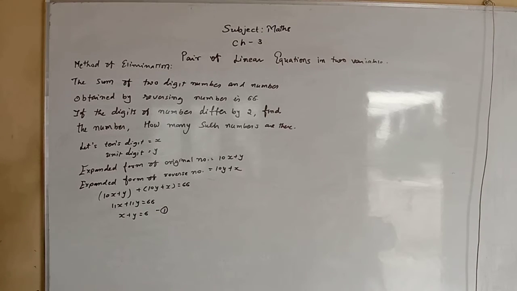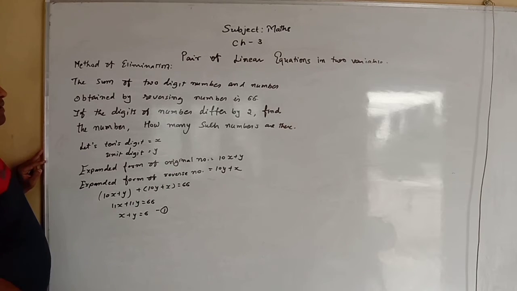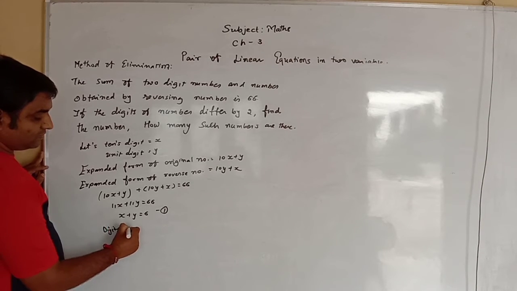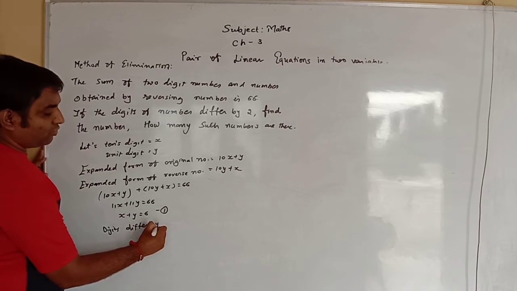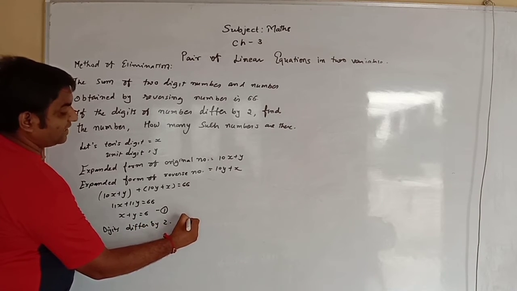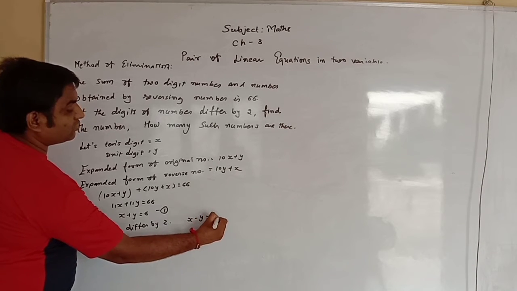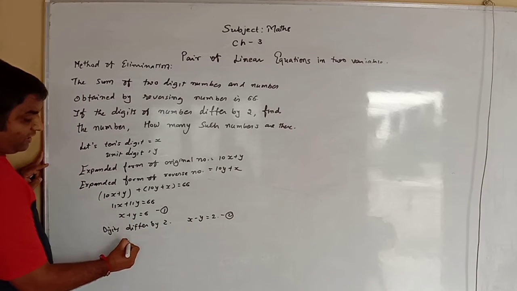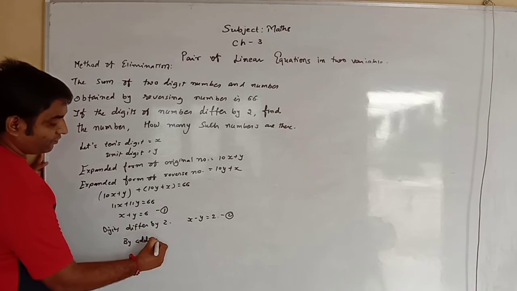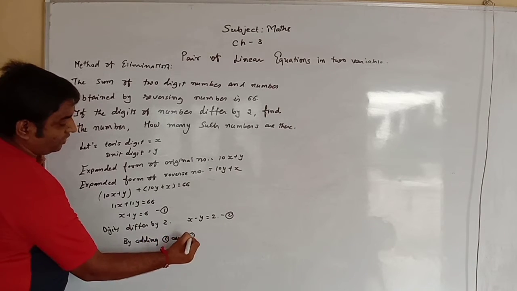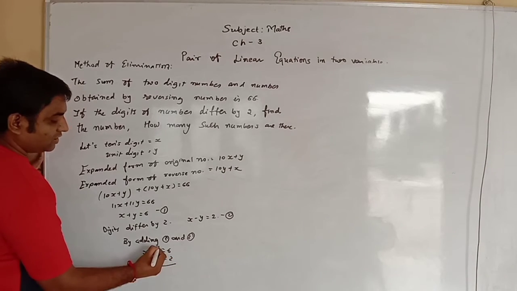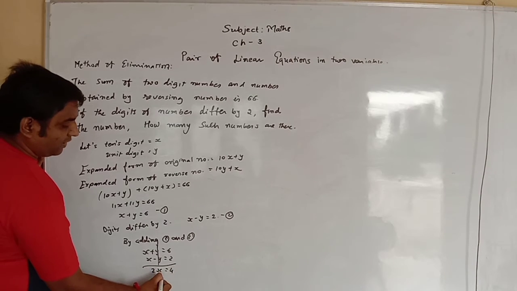Now for equation 2, it is given that the digits of the number differ by 2. So we take x as the greater number, then x minus y equals 2. That is the second equation. So by adding 1 and 2, we get x plus y equals 6, x minus y equals 2. So y cancels, 2x equals 4, so x is equal to 2.